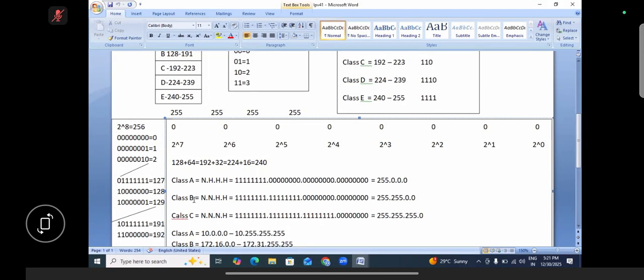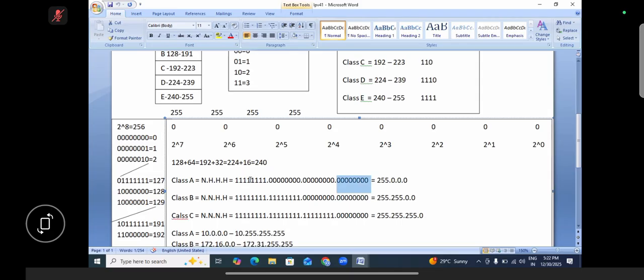All the network bits should become ones. All the host bits should become zero. For example, class A has one network octet. How many bits? Can we write 8 ones? I said all the network bits become ones, right? 8 ones. So how many host octets? 3, right? Each host octet has how many bits? Can we write 8 zeros? 8 zeros and 8 zeros, right?